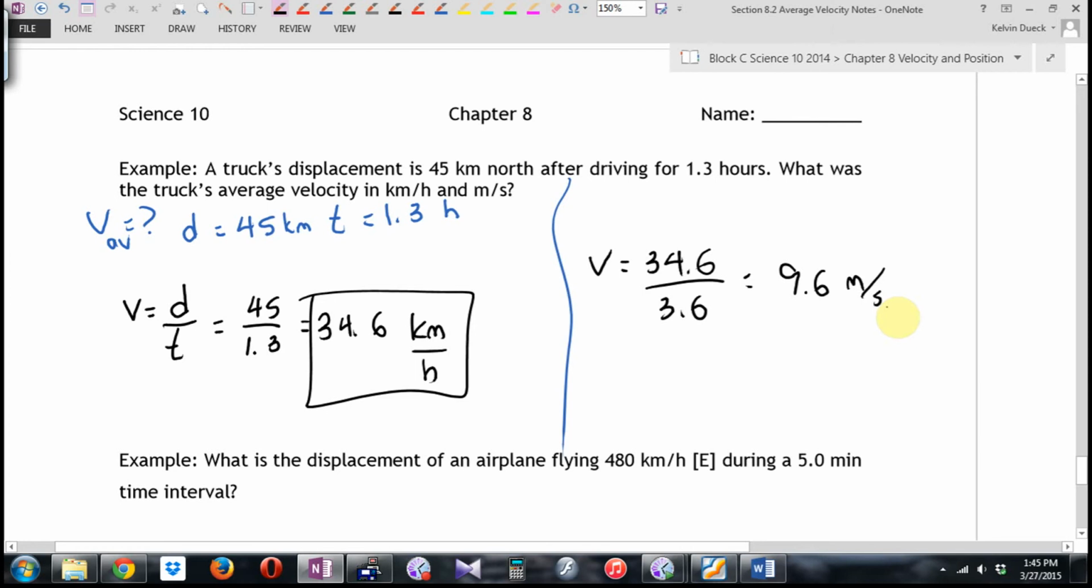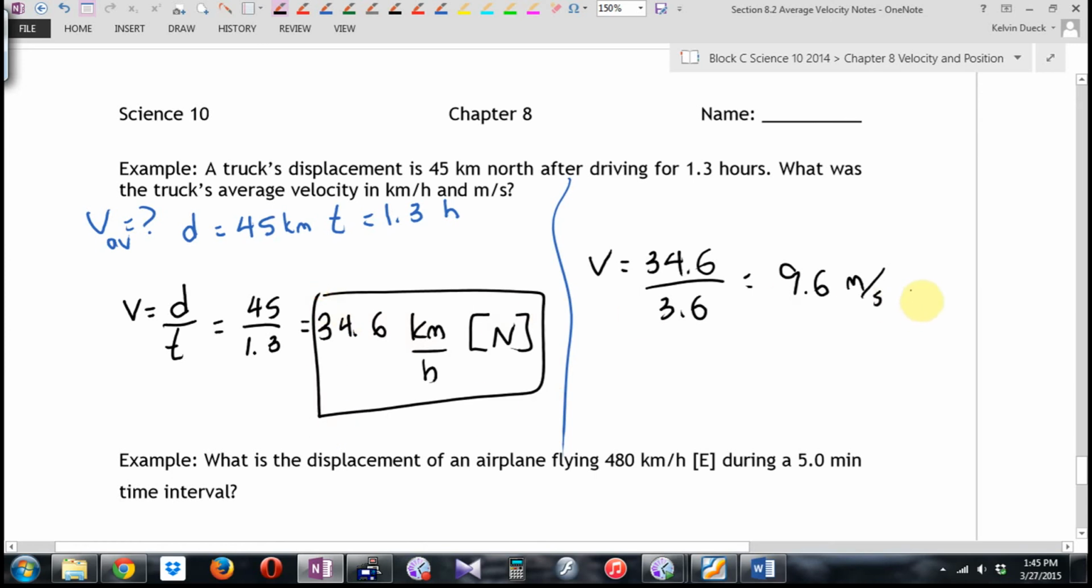Why are both of these technically wrong? I found speeds. They want velocity. So let's go back and look at the question. Direction. What is the direction? North and north.